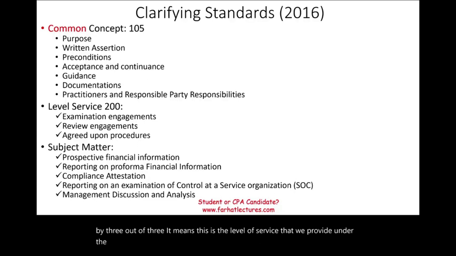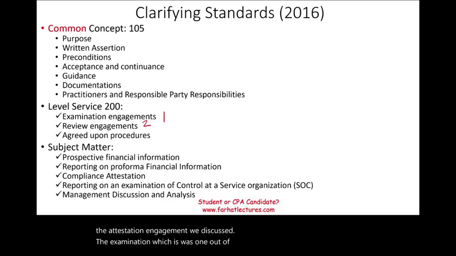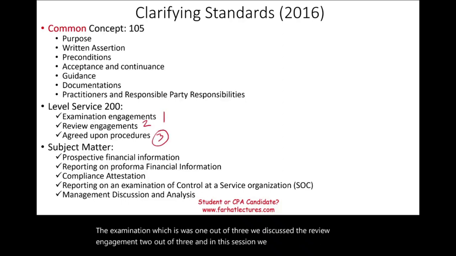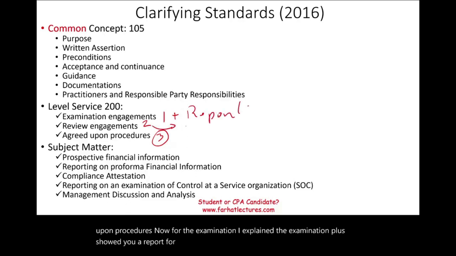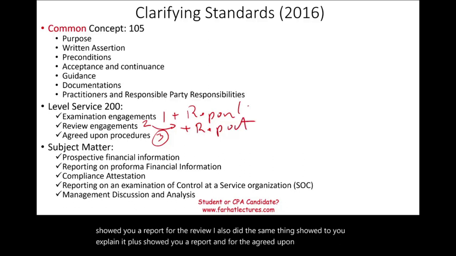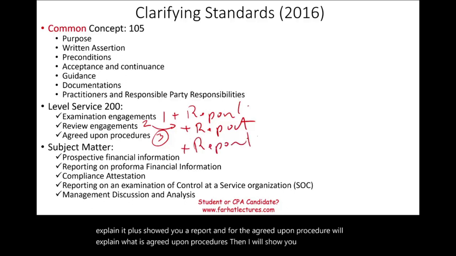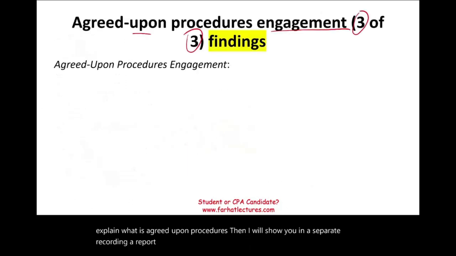It means this is the level of service that we provide under the attestation engagement. We discussed the examination, which was 1 out of 3. We discussed the review engagement, 2 out of 3. And in this session, we will discuss the agreed upon procedures. For the examination, I explained it and showed you a report. For the review, I did the same thing. And for the agreed upon procedure, we'll explain what is agreed upon procedures. Then I will show you in a separate recording a report for it. Let's go ahead and get started.